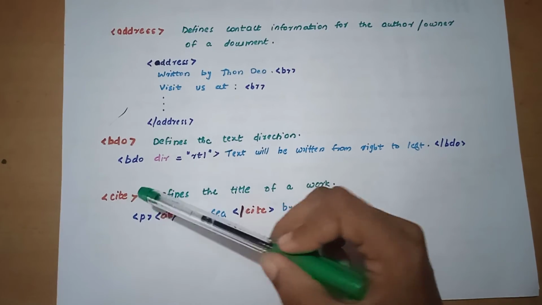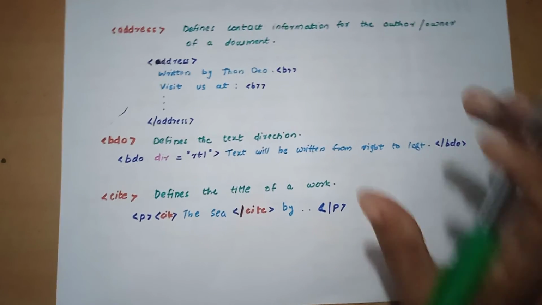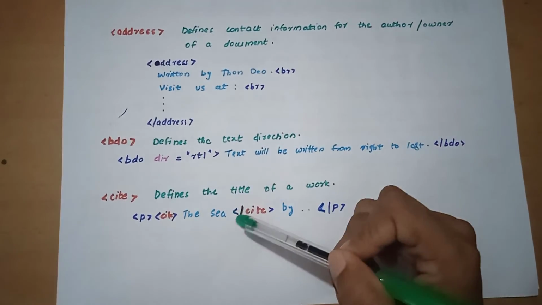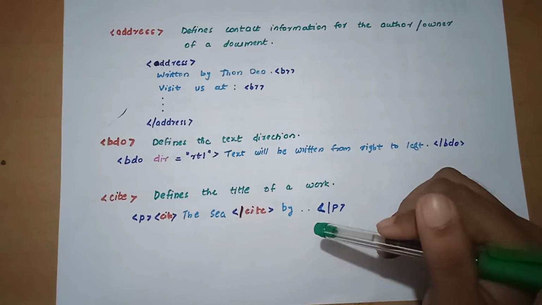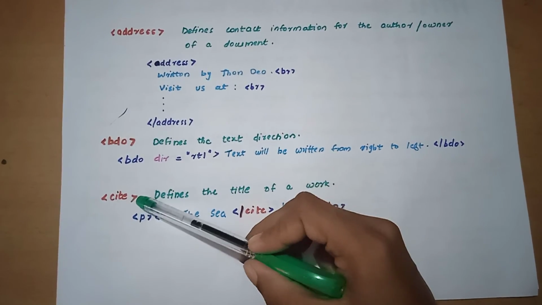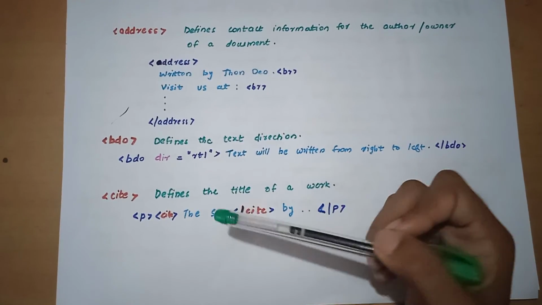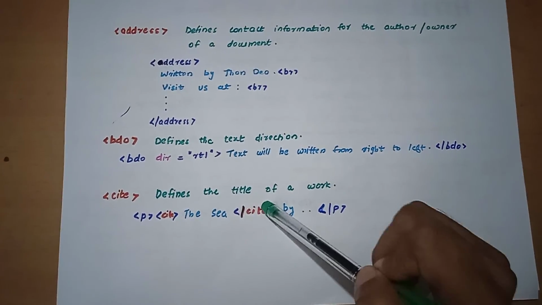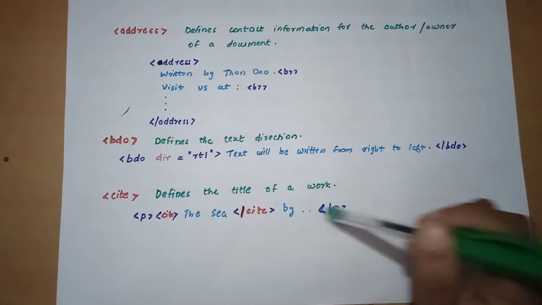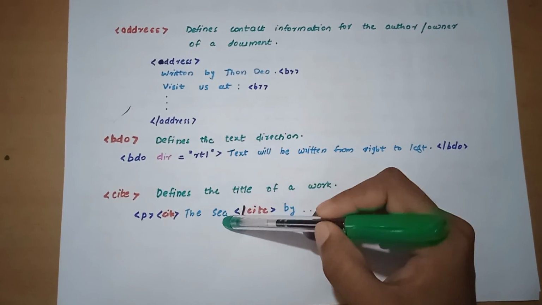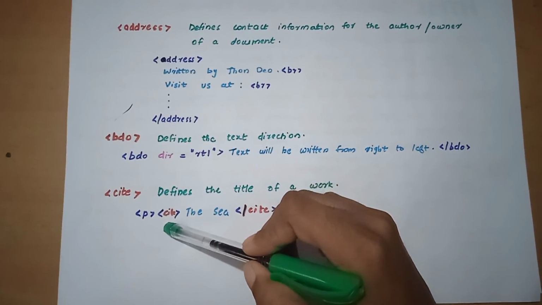So the next one is cite. We already know that in our newspapers, under each image, we can see some citations there. Similarly, if we want to add such information about something in our web page, we can use this tag cite, which defines the title of a work. If I want to add a picture of the sea and mention the source as its citation, and other details, I can do it with this tag cite. That will be displayed in a slightly italic font.